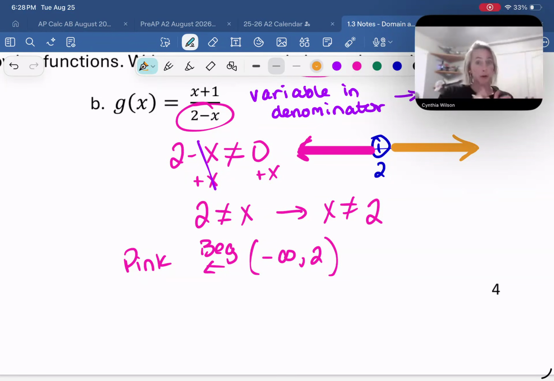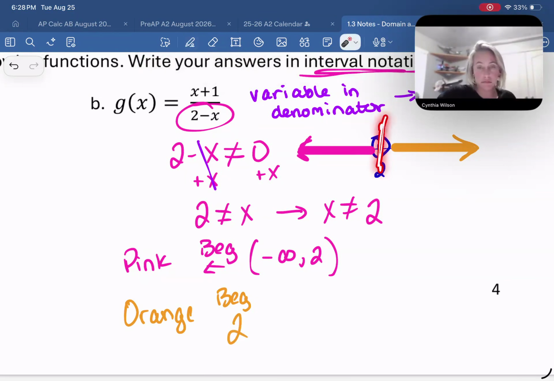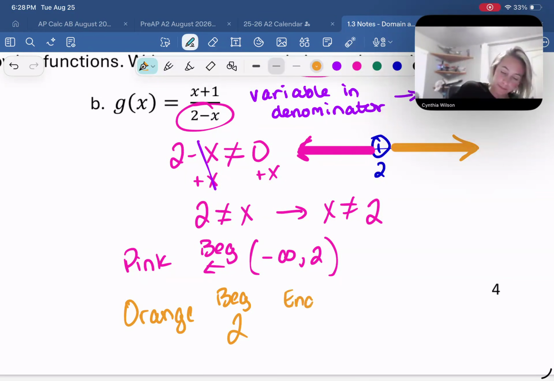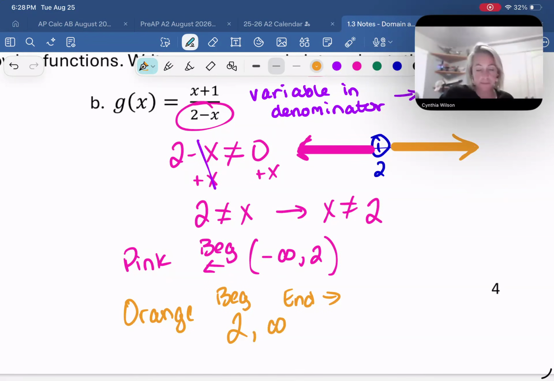Okay, now we go to the orange. All right, this time the orange begins at 2, but it ends with a right arrow. Well, that's an infinity. All right, well, 2 is still open, parentheses. Infinities get parentheses as well.